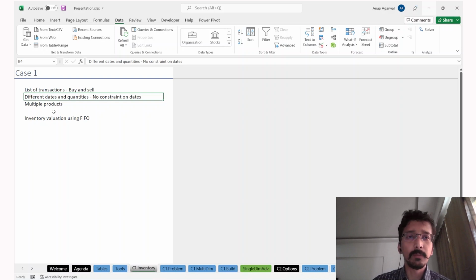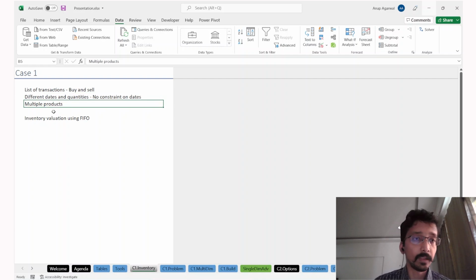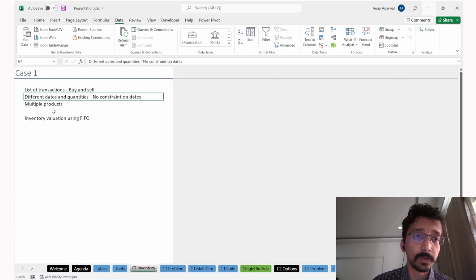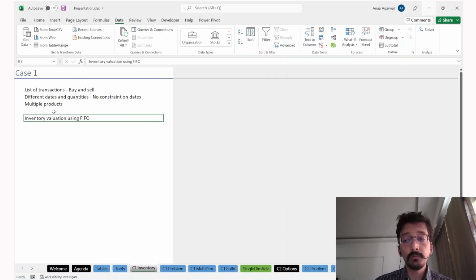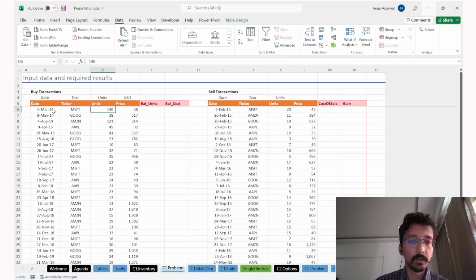So we want to be able to measure the inventory on any date or any period we want, or the cost up to certain dates and these type of things. There are multiple different tickers, of course, different shares, and there's no constraint on quantities. So the quantities are not in big round numbers or in the same multiples in which you purchase them. These are any number of shares that you can buy and sell. Our solution or our method focuses on how to value this inventory using FIFO or first in, first out method.